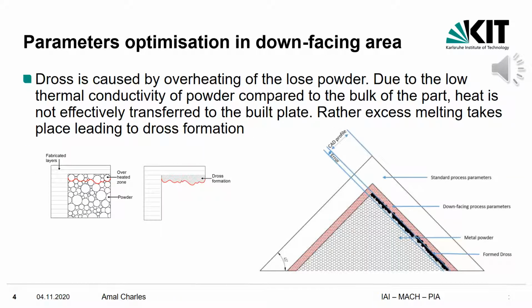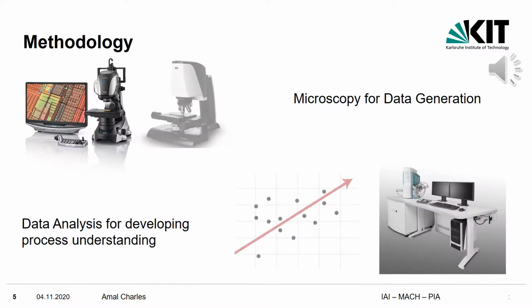As you probably know, the main reason for defects and a lack of stability in down-facing surfaces is dross formation, and dross is formed due to overheating of loose powder due to its low thermal conductivity, which then leads to excess melting taking place. We focused on using a down-facing printing strategy by varying process parameters within a specific zone adjacent to the immediate down-facing area in order to develop process parameters for low angles of 45, 35, and 25 degrees.